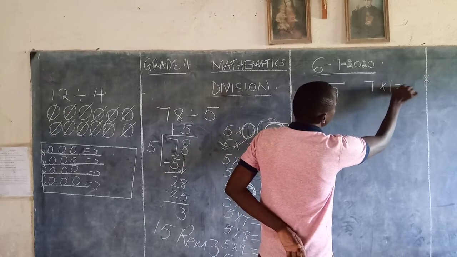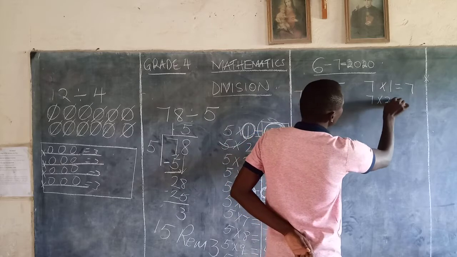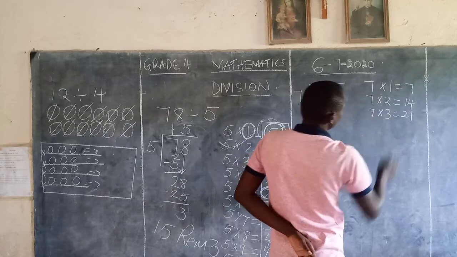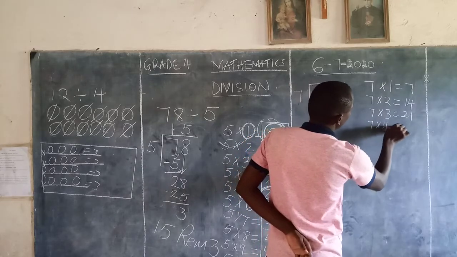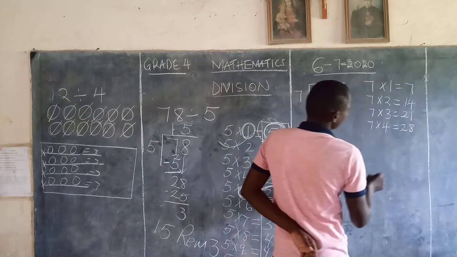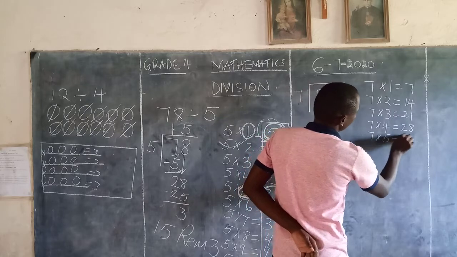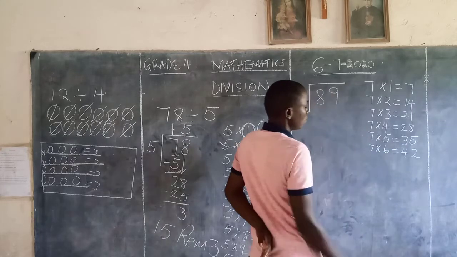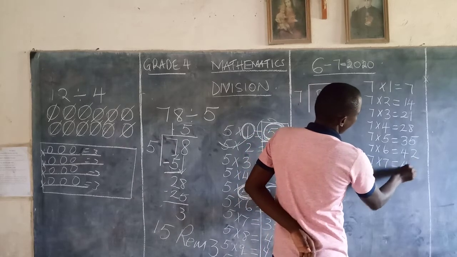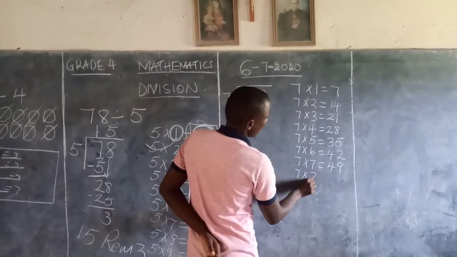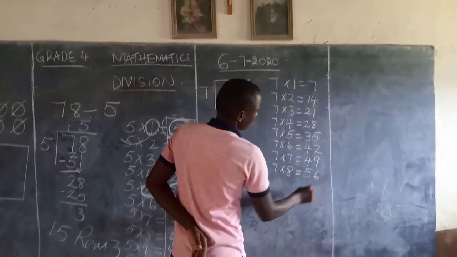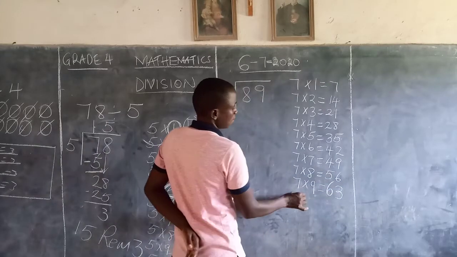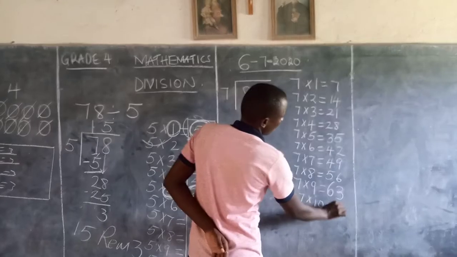7 multiplied by 1, 7. 7 multiplied by 2, 14. 7 multiplied by 3, 21. 7 multiplied by 4, 28. 7 multiplied by 5, 35. 7 multiplied by 6, 42. 7 multiplied by 7, 49. 7 multiplied by 8, 56. 7 multiplied by 9, 63. 7 multiplied by 10, 70.